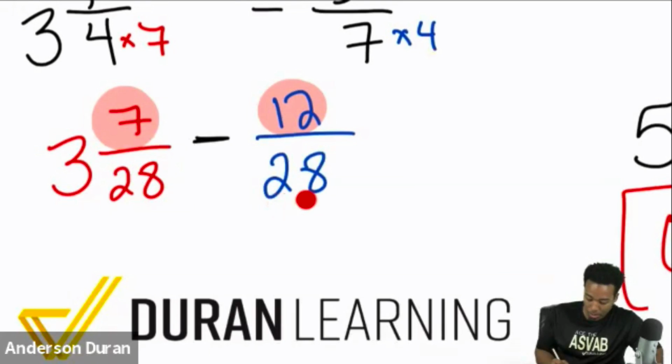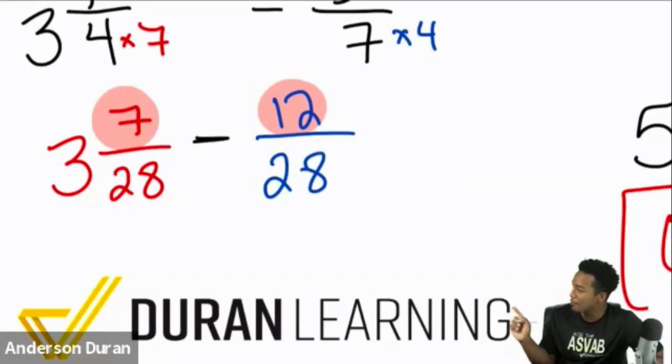What happens when you do 28 minus 5, everybody? Take away that 5 from the whole number. Take away 5 from 28. What do we get? We get 23, right?